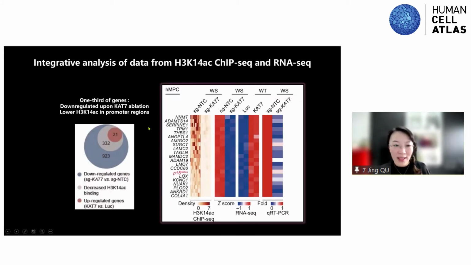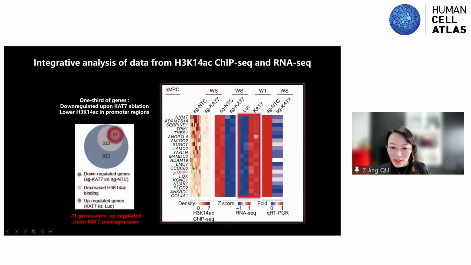And we've already confirmed that the knockout of KAT7 can retard the senescence, and the overexpression of KAT7 can accelerate senescence. Therefore, we performed the integrative analysis of the H3K14 acetylation ChIP-seq and the RNA-seq of the Werner syndrome cells, with or without silencing KAT7. We also have the RNA-seq data from the wild-type cells with or without overexpression of KAT7. We put all the data together, and we noticed there are 21 genes that have similar concordant patterns.